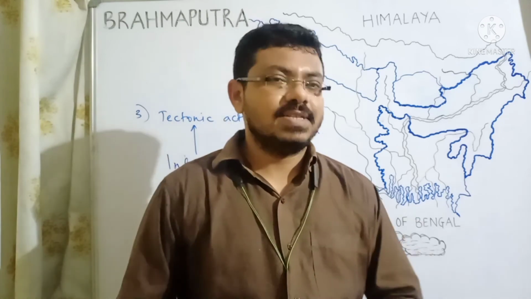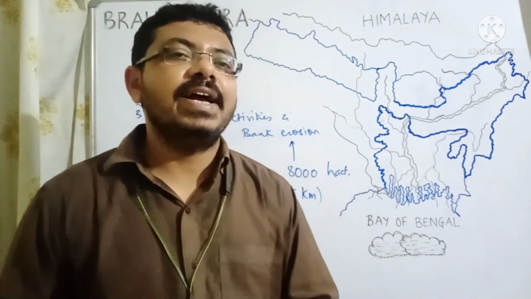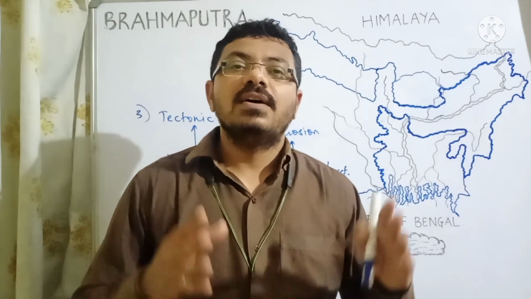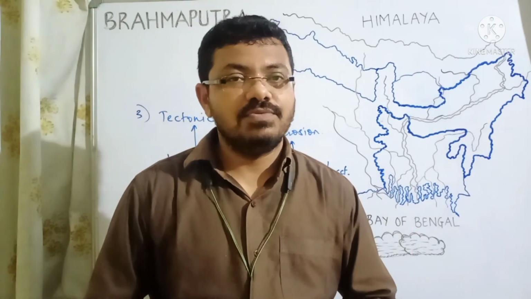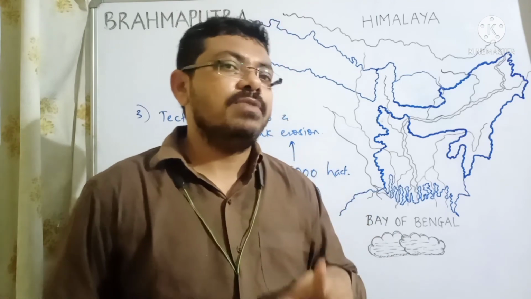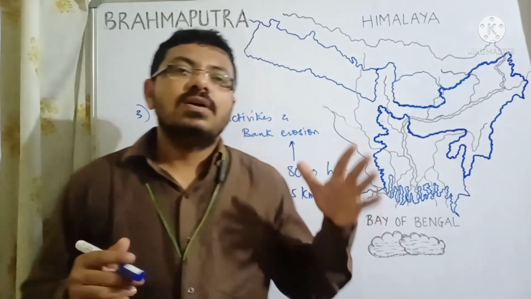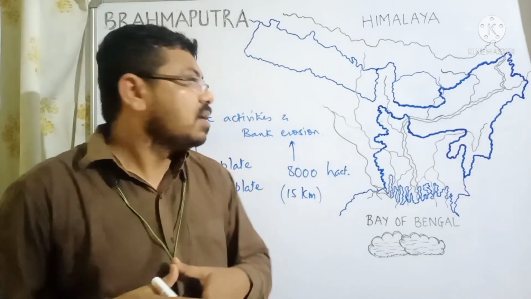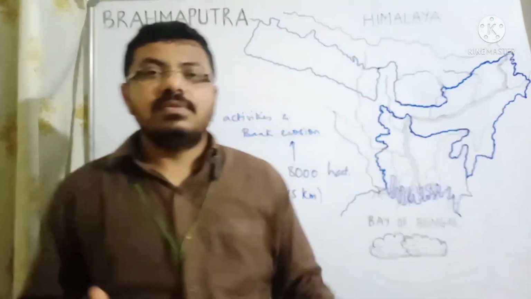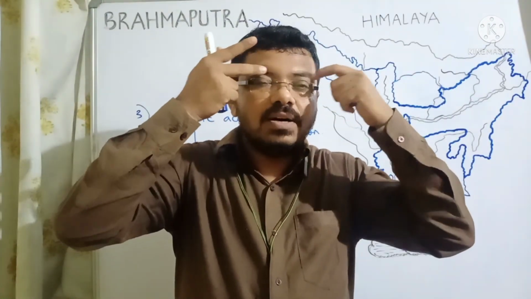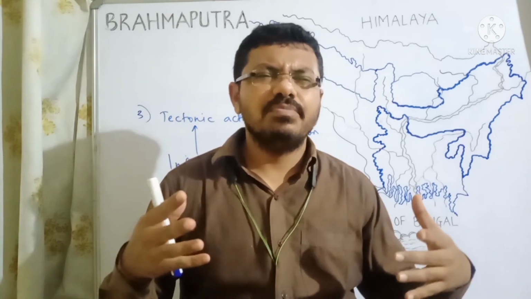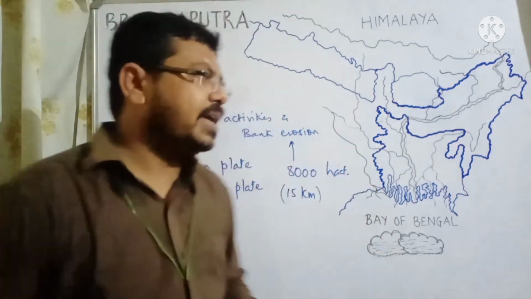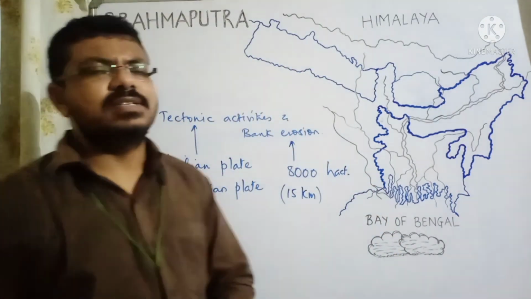Right. So what we have discussed in this class, we have discussed three ideas. We have explained those ideas, and we also have provided evidence for each and every idea. Right. So the first idea which we have discussed was about heavy rainfall. The second idea was about man-induced floods, meaning how human beings are responsible for flooding in the Brahmaputra river. And the third idea which we have discussed is tectonic activities and bank erosion.